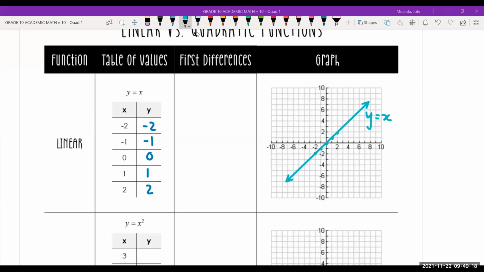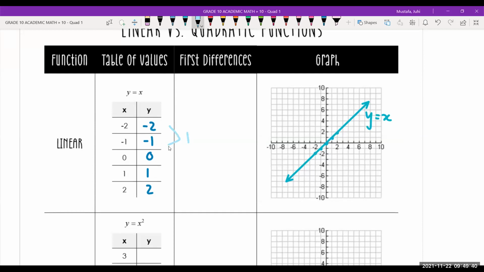Do you guys remember from grade 9, or maybe you didn't learn it? Do you know what the word first difference means? First differences are literally the difference between your y values in the table of values. So I'm just going to be looking at the difference. What's the difference between -2 and -1? Okay, so this is going to be a 1.